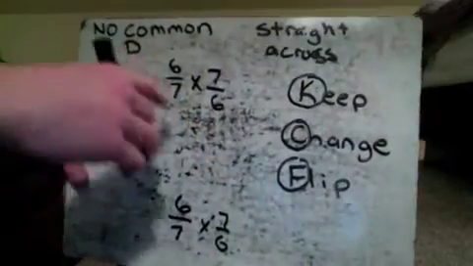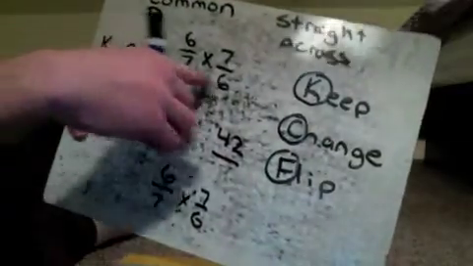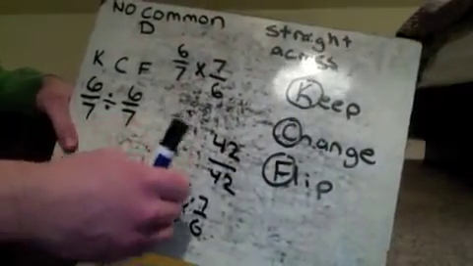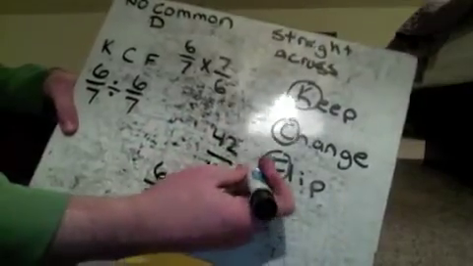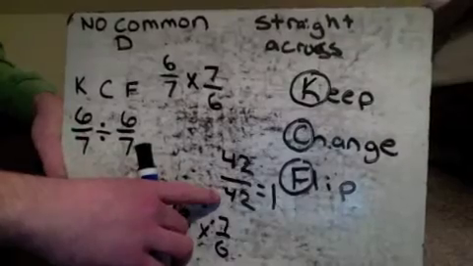But if I do this, 6 times 7 is 42. 7 times 6 is 42. 42 out of 42 is the same thing as one whole. 42 shaded in out of 42 possible is one whole.